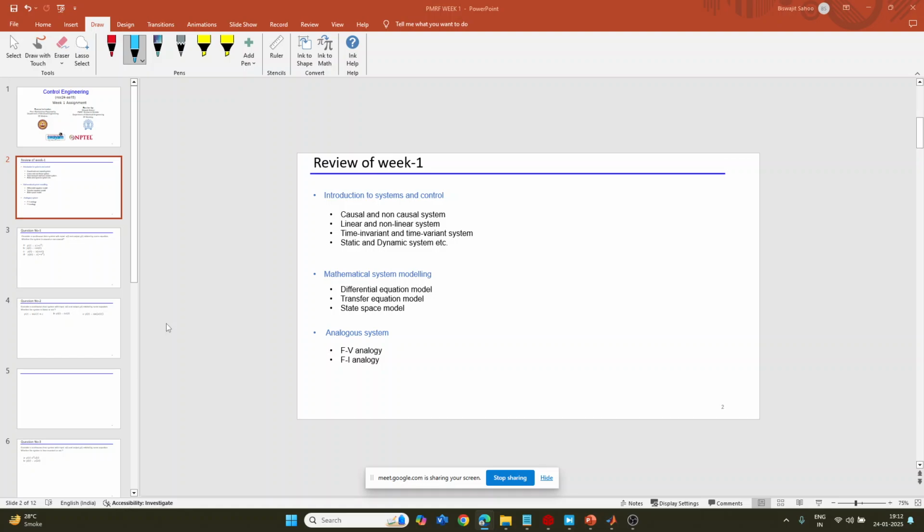Then, whether the system's output is dependent on time or independent of time, based on that the state space models are there. Any system you can classify into different analogies, like the force-voltage analogy.